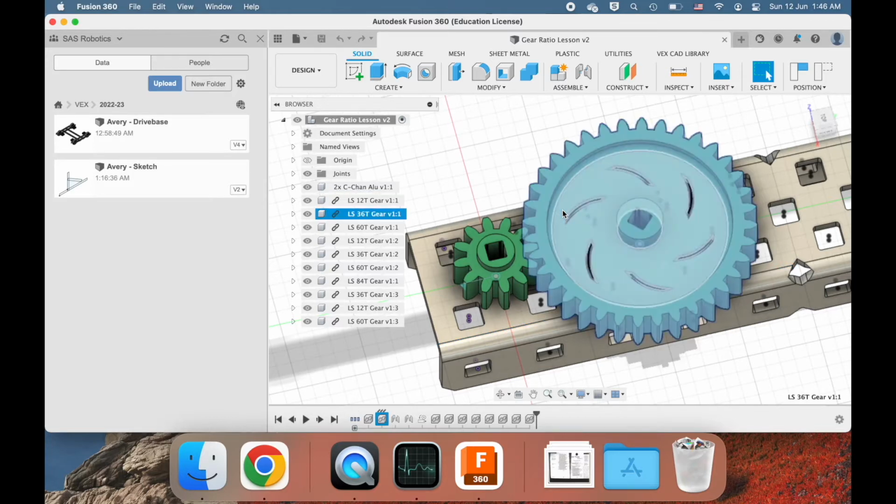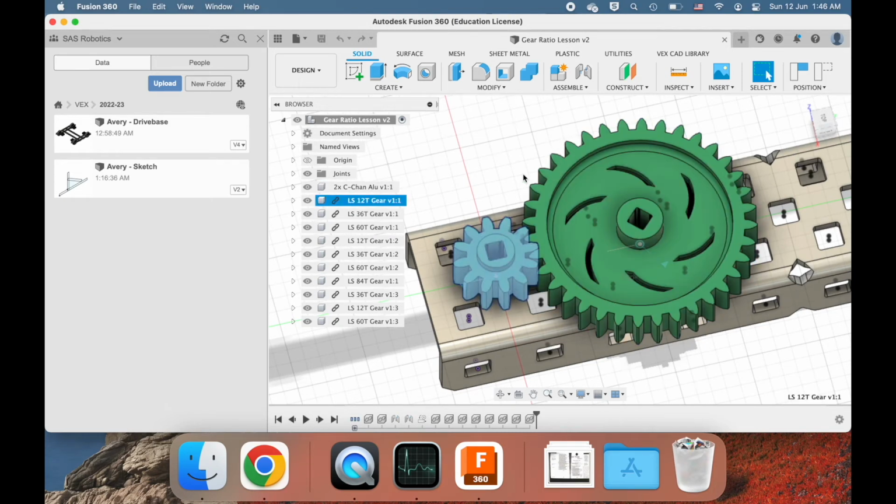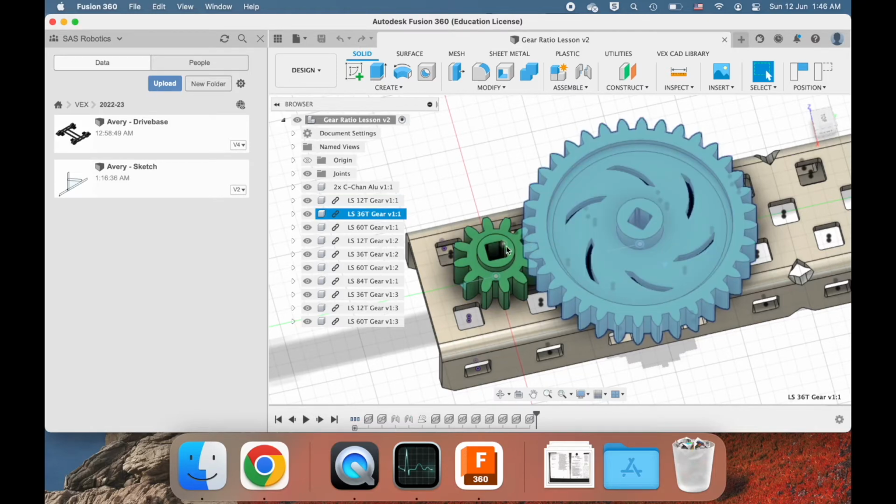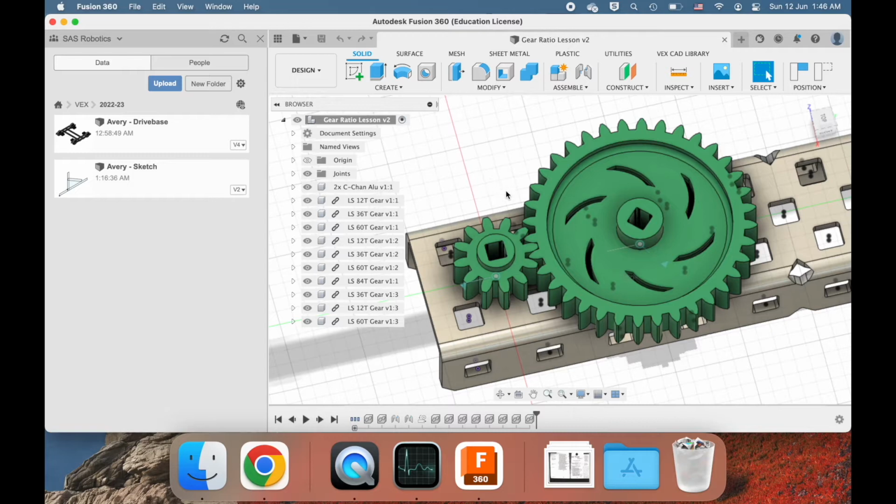So gear ratio is always the number of teeth on the driven gear divided by the number of teeth on the driver gear. This is a 36 tooth gear as labeled here. We can see that very clearly in the browser. And this driver gear is 12 teeth. You'd never say 36 to 12. You simplify the fraction. So we'd say this is a 3-to-1 gear ratio.